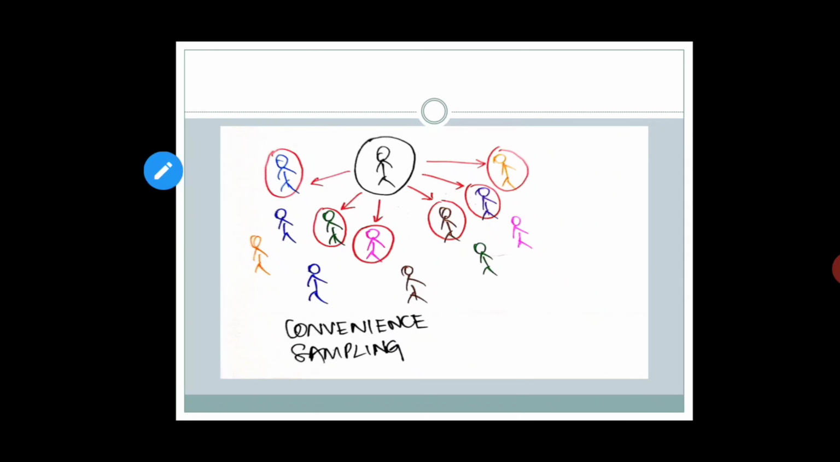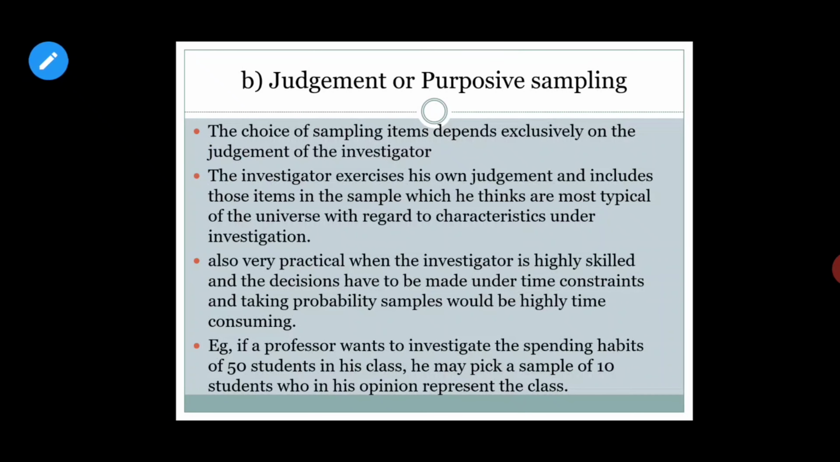So this is how convenience sampling looks like. The researcher selects those units which are convenient to obtain. Okay. Now we have judgment or purposive sampling, which is the second type of non-random sampling.